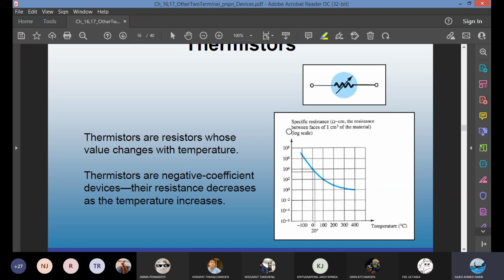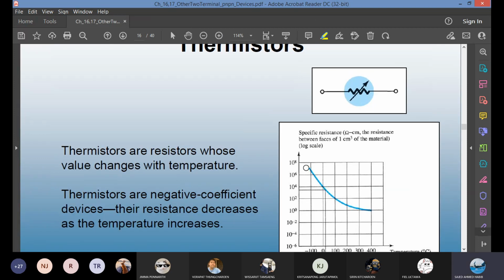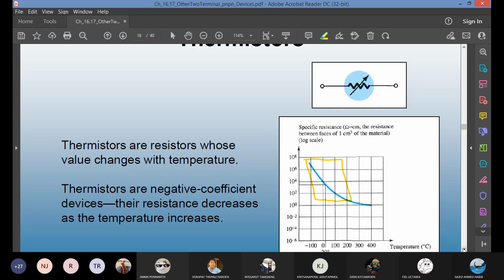You can see the negative coefficient behavior from the graph. It is a line with the slope pointing towards the left. The temperature is up, the resistance is down. We call it the negative temperature coefficient. That's it for chapter 16. Nothing much. We still have 24 slides.